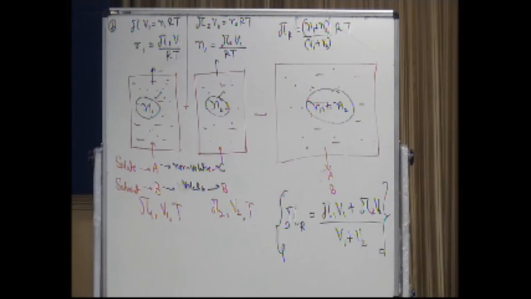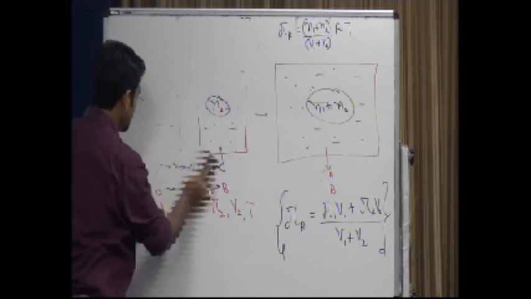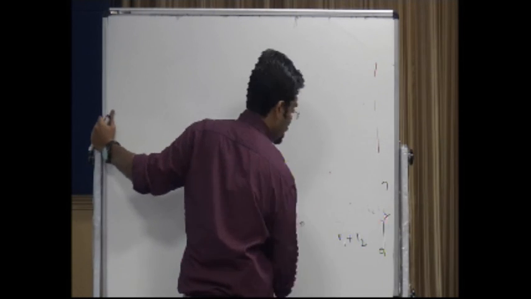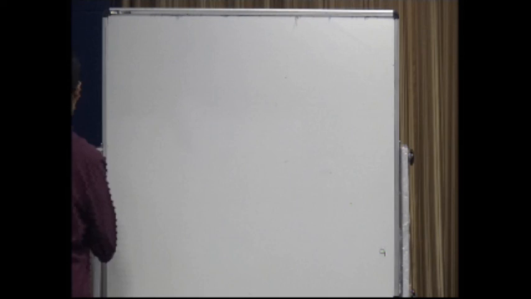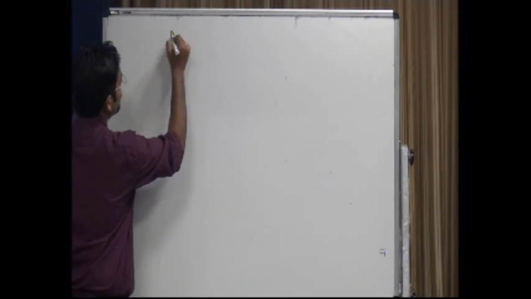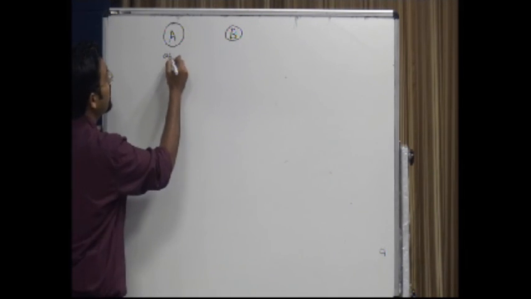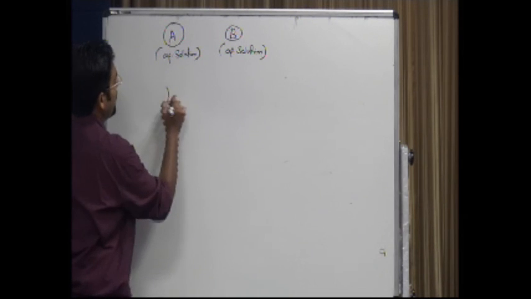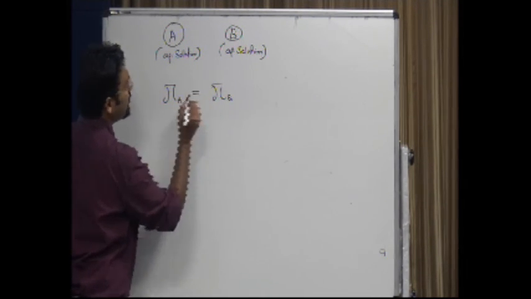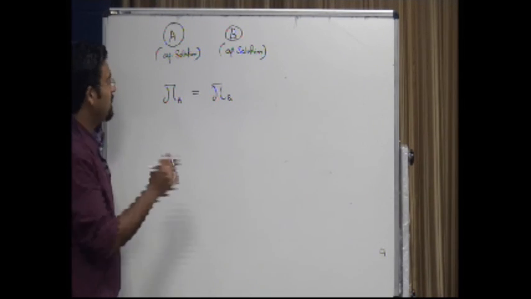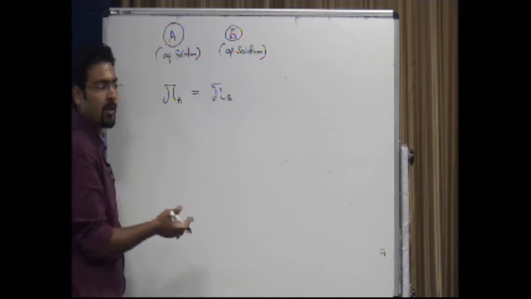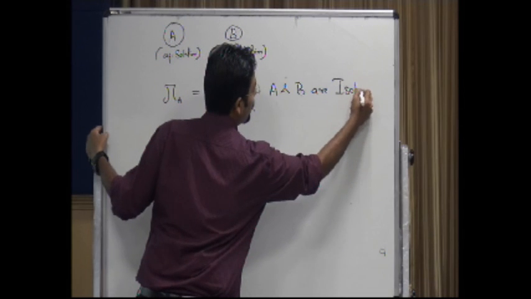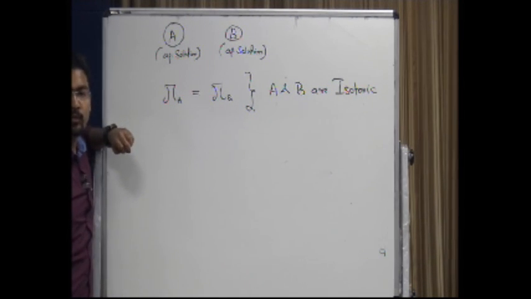Now the last concept is: I have two solutions A and B. Let's assume both of them are aqueous solutions but contain different solutes. If I say the osmotic pressure of A and B are equal, their concentrations are in such a way that the osmotic pressure comes out as the same value at the same temperature, then I can say that A and B are isotonic. So what are isotonic solutions? The solutions having the same osmotic pressure.